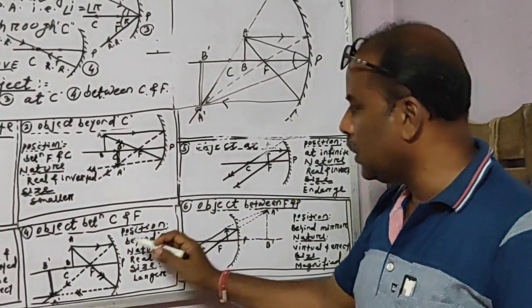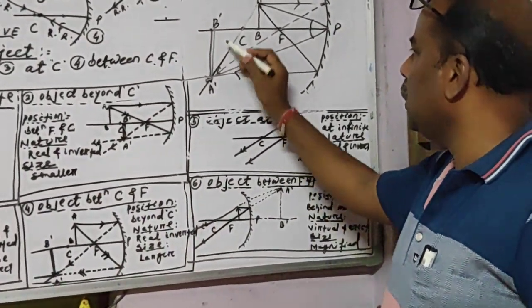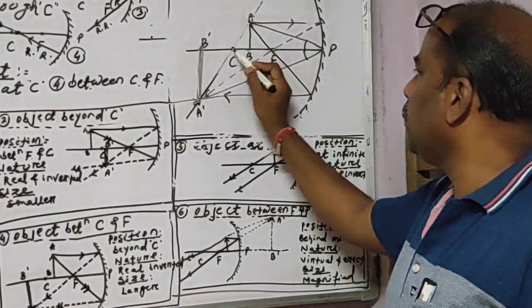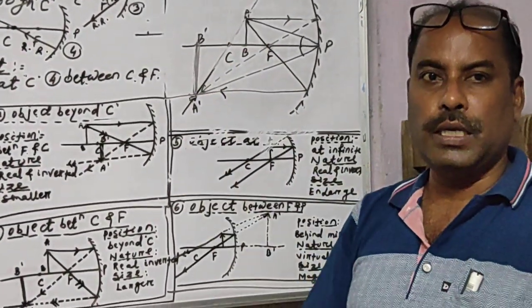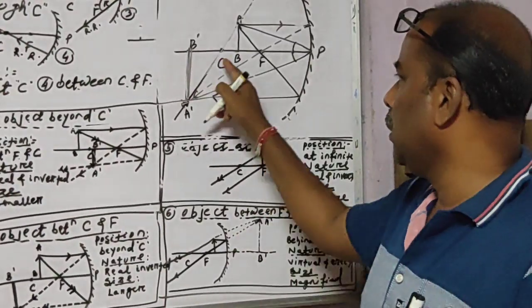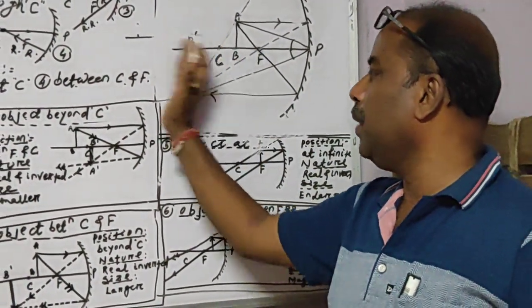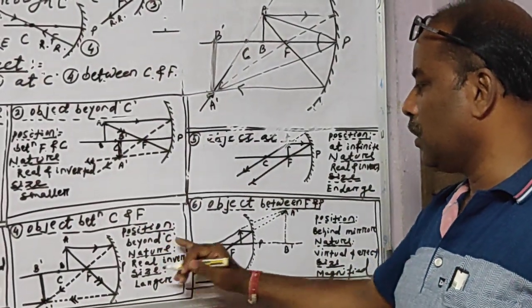So what is our position? Position is beyond C. You see, this is the image. This part is known as the image, and this is beyond the image, means behind the image, left side of the C, center of curvature. Definitely it will fall behind the C, that is beyond the C.